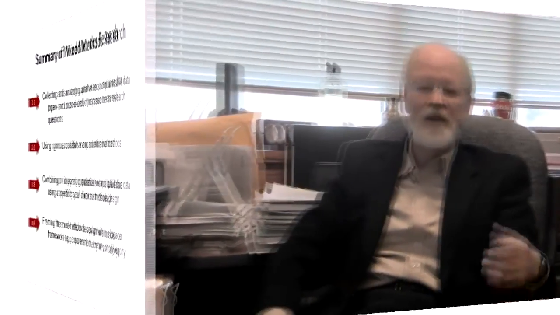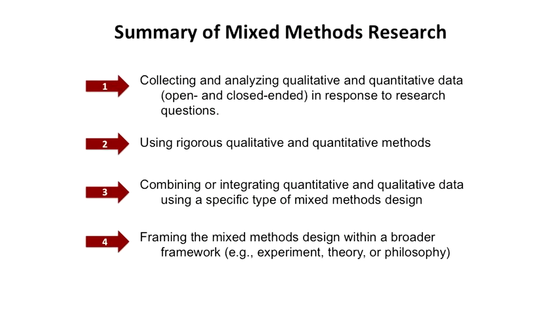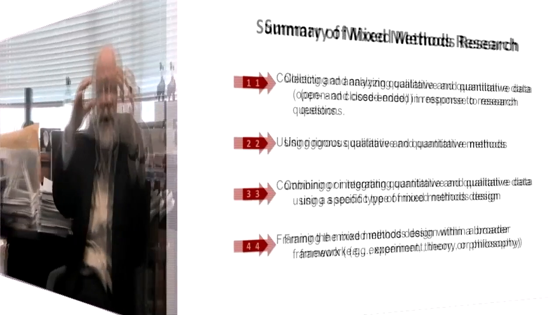So those are four of the basic ideas of what mixed methods research is. It's collecting and analyzing qualitative and quantitative data, using rigorous procedures, combining or integrating both forms of data, and then often framing these designs within a larger perspective, such as an experiment, a theory, or a community participatory research approach.